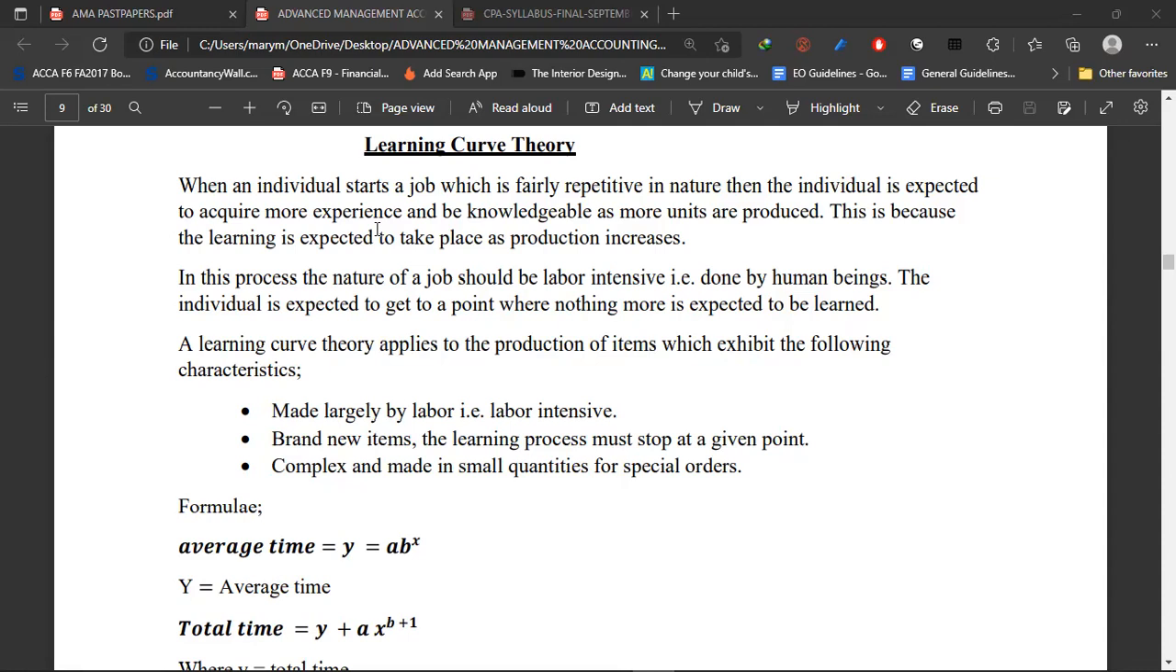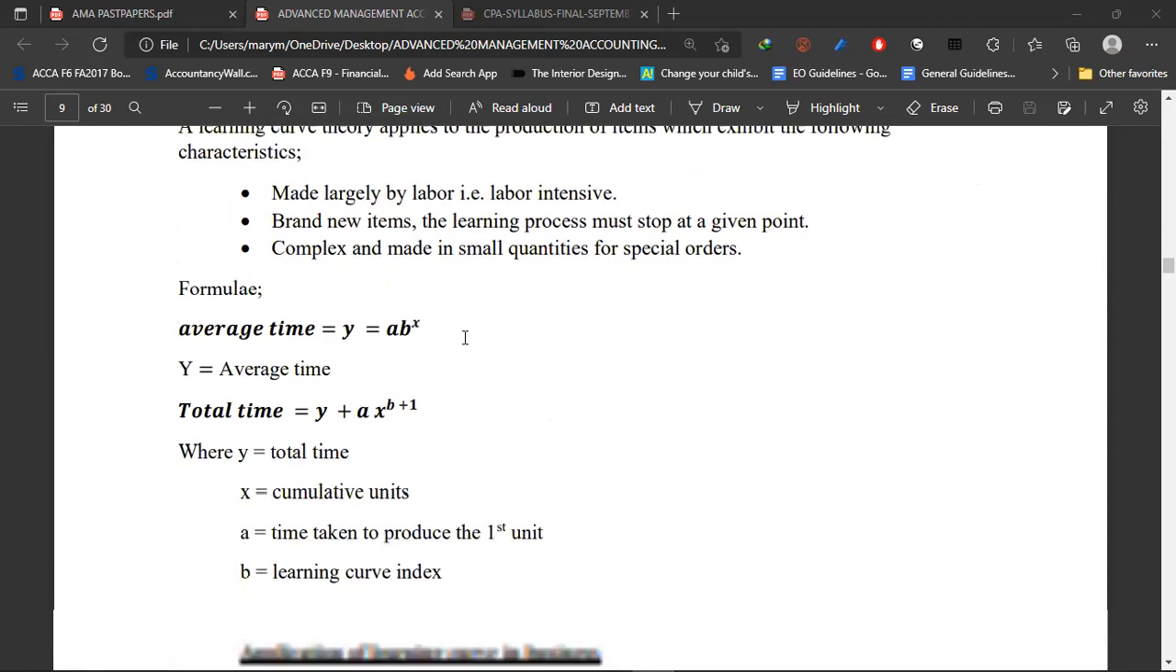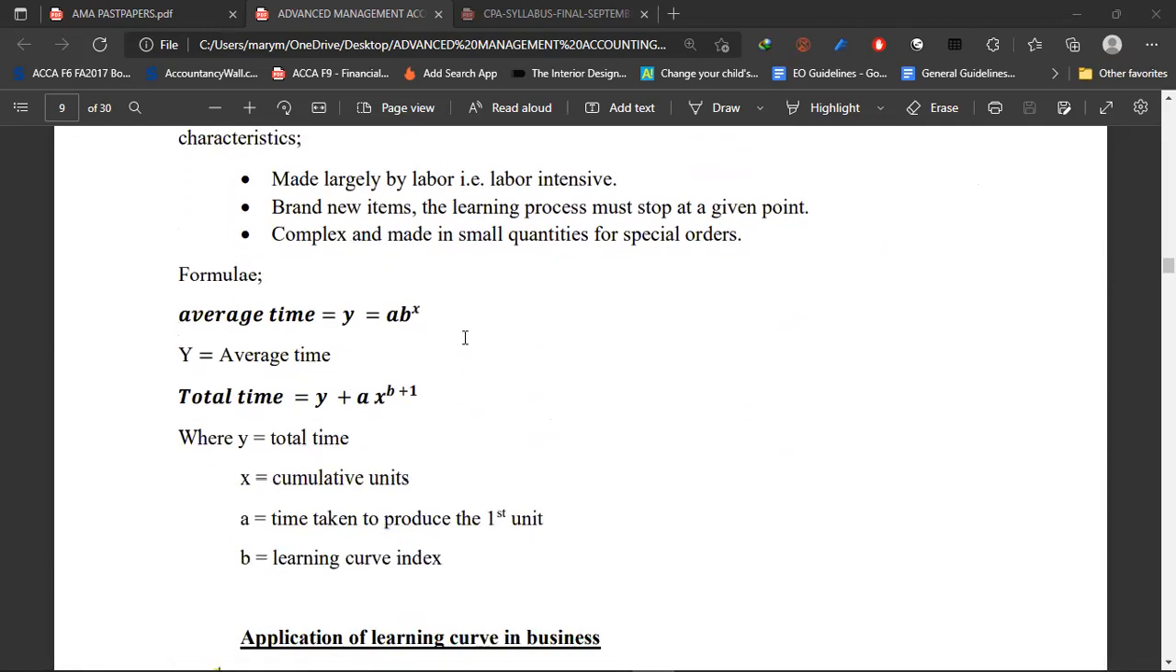So when you look on the learning curve theory, it applies to the production of items which exhibit the following characteristics. One, it is normally made largely by labor. So it means it should be a labor intensive thing. Then number 2, it is a brand new item. So the learning process must stop at a given point. So the learning process will be able to stop. And that is when the organization will be able to define the period and say, after 6 months, the learning ceases.